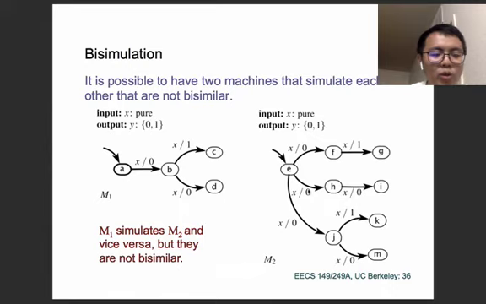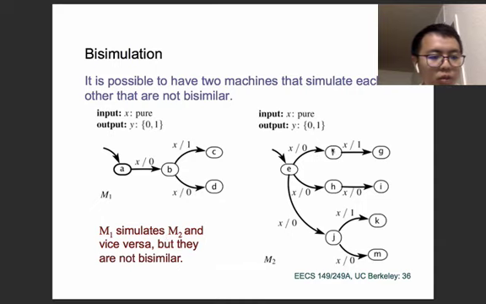But then we reverse the order. M1 moves first, so that M2 cannot match that. So switching the order of who goes first is very important. So M1 simulates M2, but they are not bisimilar. This is a very good example, but maybe a very simple example. They are not bisimilar, but they simulate each other.